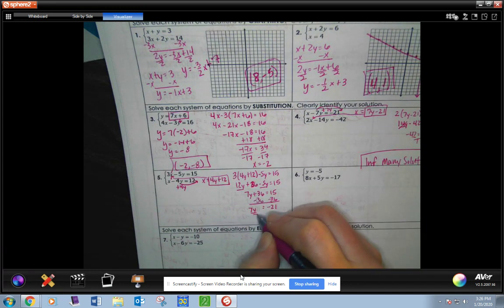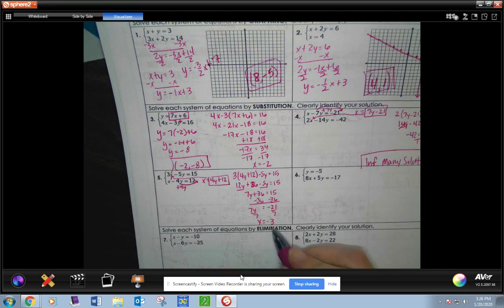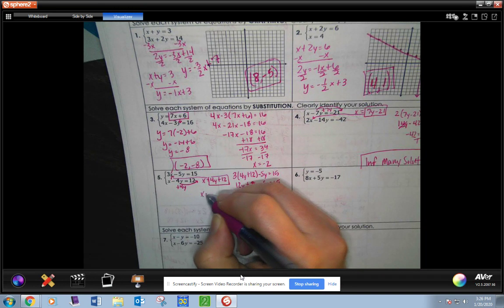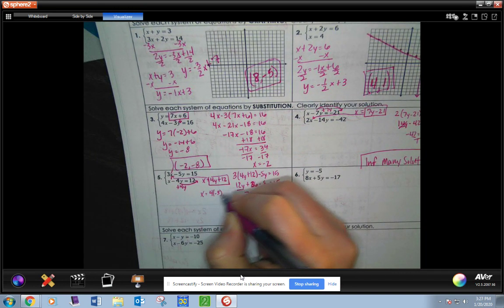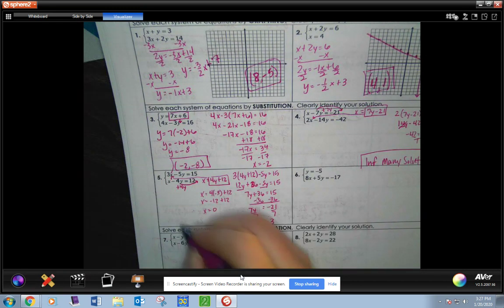And to get y by itself, I divide by 7, so y equals negative 3. I then take the negative 3 and plug it back into the boxed equation. So I get x equals 4 times negative 3 plus 12. Well, that gives me negative 12 plus 12, which gives me 0. So my ordered pair would be (0, negative 3).